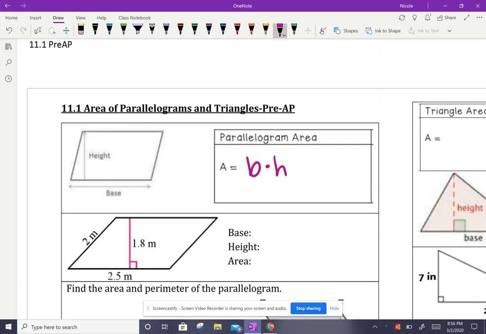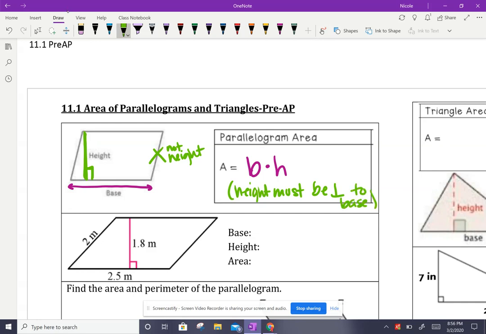And what that means is the length of the base, the length of one side of the base, times the height at a right angle. So you need the perpendicular height, basically. This is not height. It's not at a right angle. It has to be at a right angle. Height must be perpendicular to base. Okay, so it's a good thing to remember. The height must be perpendicular to base. Otherwise, it's not the height of your parallelogram.